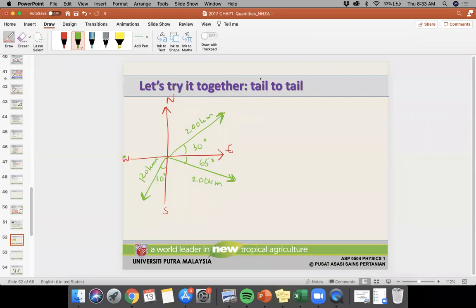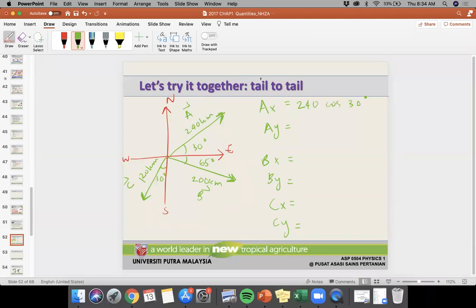Okay, so it asked us to use the component method to find the resultant. So let's label this vector A just to make our work easier. And this is B and this is C. Can anyone give me AX, AY, BX, BY, CX, and CY? Let's do this one. Okay, come on. Anyone want to try AX? 240 cos 30.